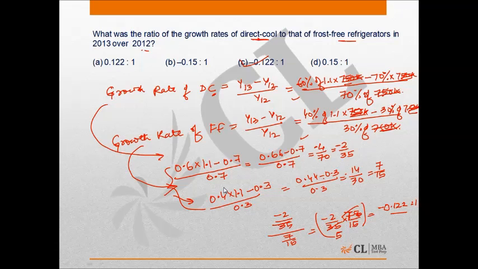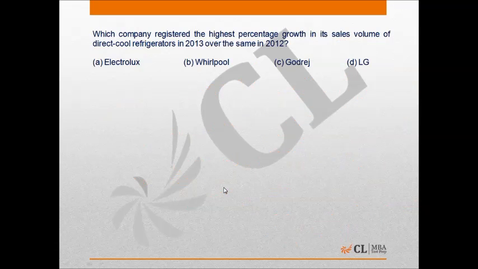So let's now look at the next question. Which company registered the highest percentage growth in its sales volume of direct cool refrigerators in 2013 over the same in 2012? Okay, so we need to understand whether we really need to see the growth of each and every company's percentage in sales. Is it really required?